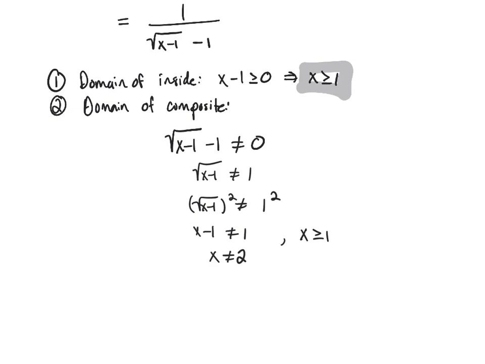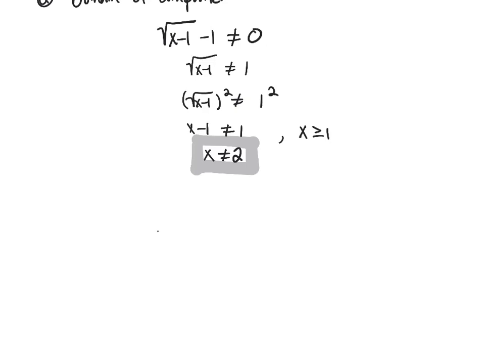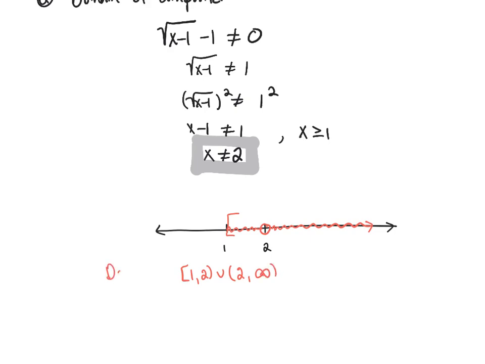So I need to now put those 2 answers together. So I'm going to think about a number line here, and I'm going to put my 2 important numbers on there, 1 and 2. And I need all of the x's that are greater than or equal to 1, which would look like that, but not equal to 2. So that means my domain would be from 1 to 2, not including the 2, and then from 2 until infinity. And what's going to happen at 2 should be a vertical asymptote, because that will make the denominator equal to 0, which is what causes a vertical asymptote.